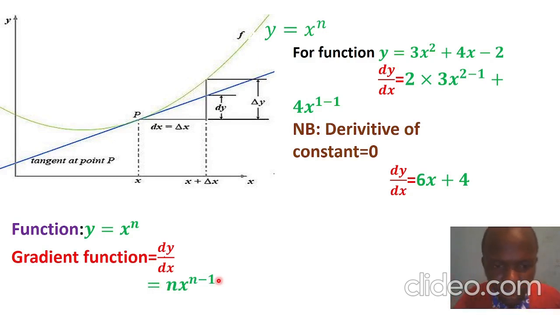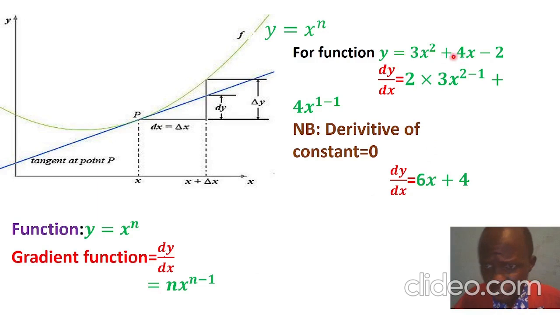What we are supposed to do here is just to drop this n here, and then you subtract the power by 1. So we say n minus 1, and then you drop the n there. So n multiplies x to the power n minus 1.